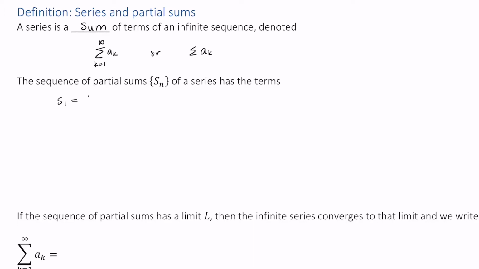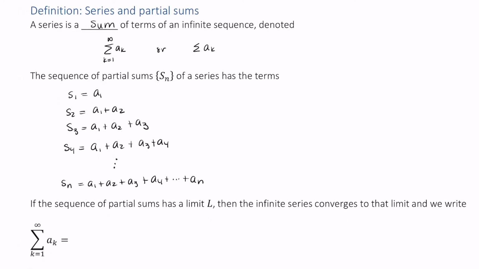S1 equals A1. So our first term of partial sums is just the first term, A1. S2 equals A1 plus A2. S3 equals A1 plus A2 plus A3. What do you think S4 equals? If you said A1 plus A2 plus A3 plus A4, you are correct. And we can keep going in this manner until we get to the nth term.